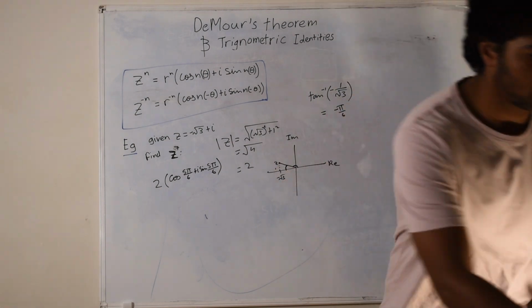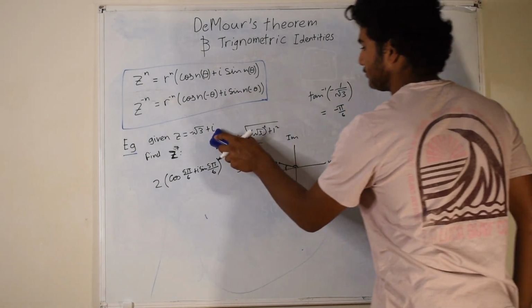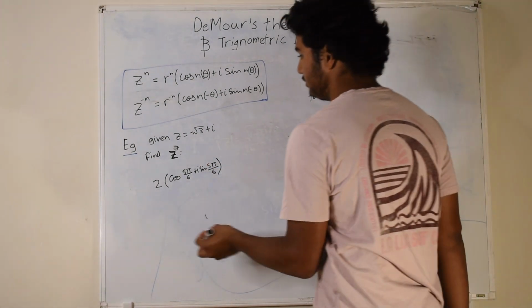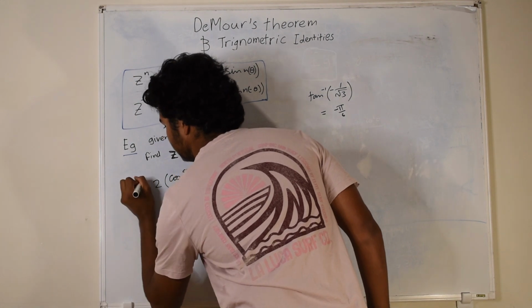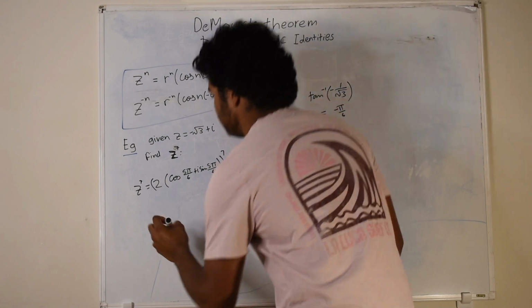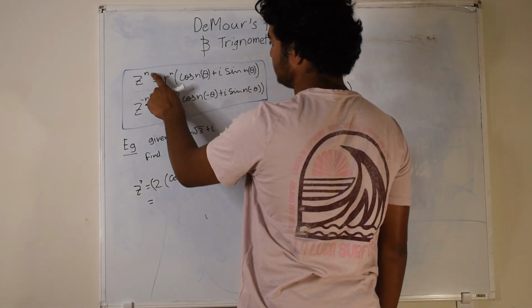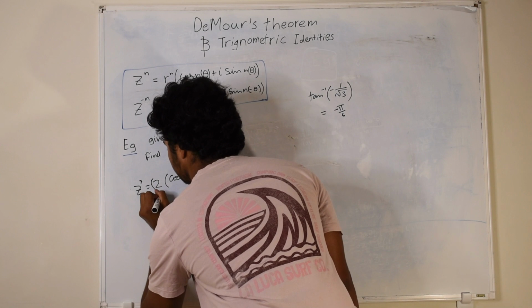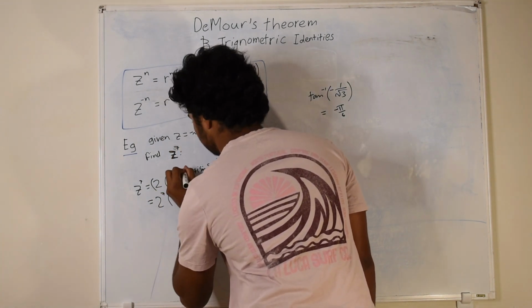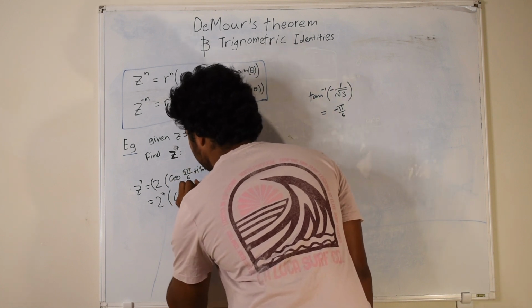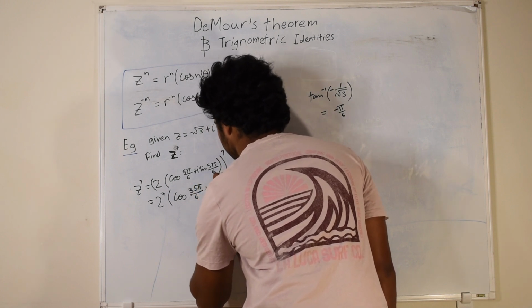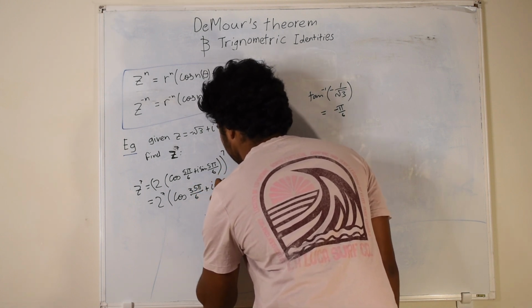I'll rub all this out so that we don't get confused. So we've got that, and now that is z. If we go to the power of 7, that equals all of this to the power of 7. From DeMoivre's theorem over here, we just substitute that in. So we get 2 to the power of 7, brackets, cos 7 times 5, which is 35 pi upon 6, plus i sin 35 pi upon 6.